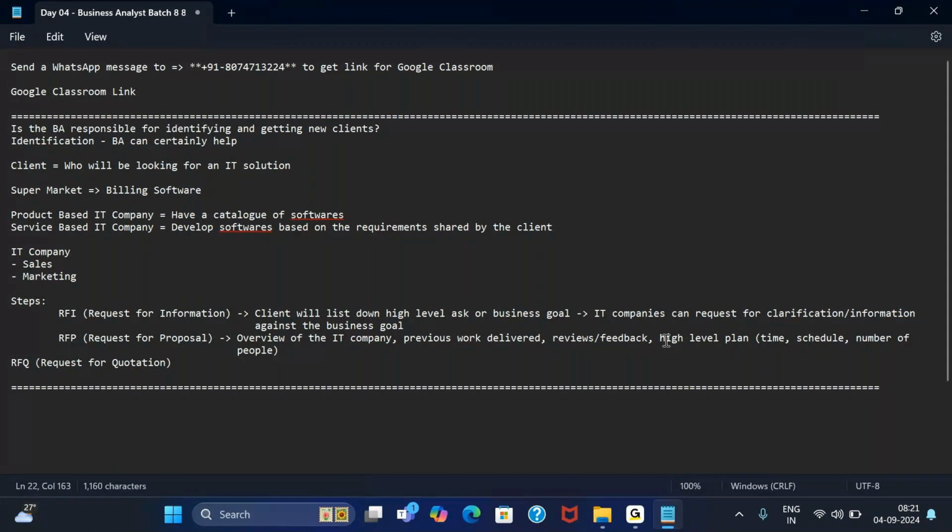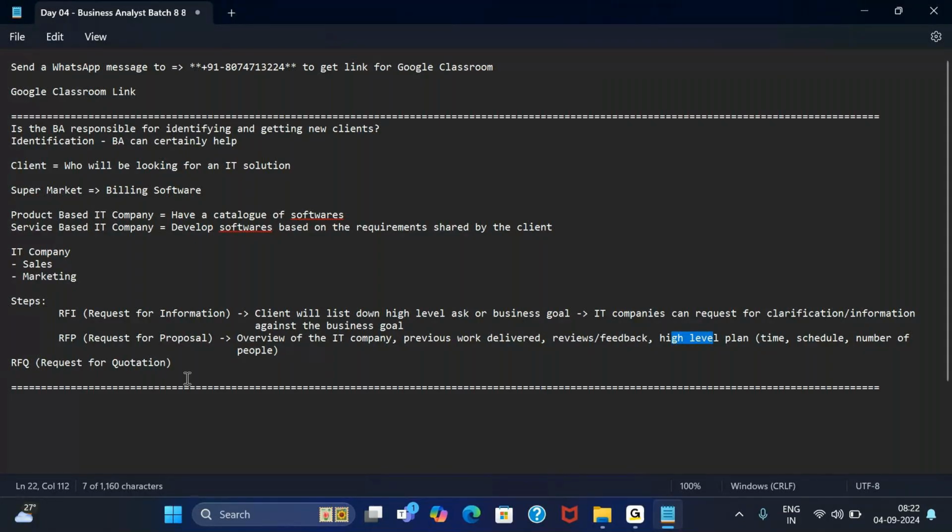So the same thing will come in the minds of the client as well. I know about your IT company, what kind of work you have done, you have got good feedback, but how much time are you going to take to deliver this entire work? So in the proposal, they will also create a high level plan, which is how much time we will take, what's the approximate start date, approximate end date. These are all approximate, not actuals. Then probably how many people we are going to take. So in all this proposal, they won't be talking about money as of now.